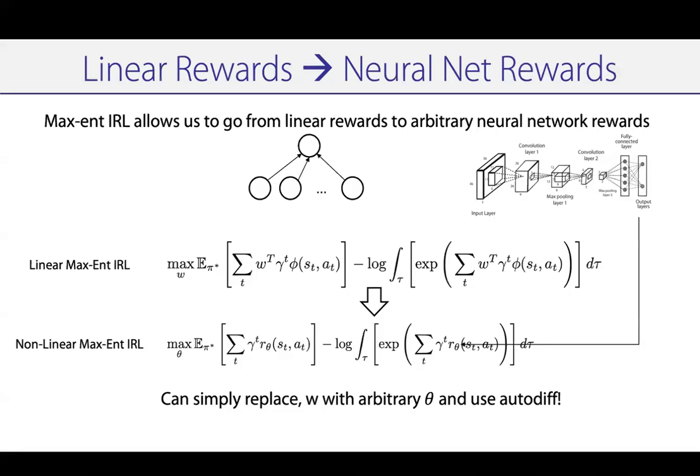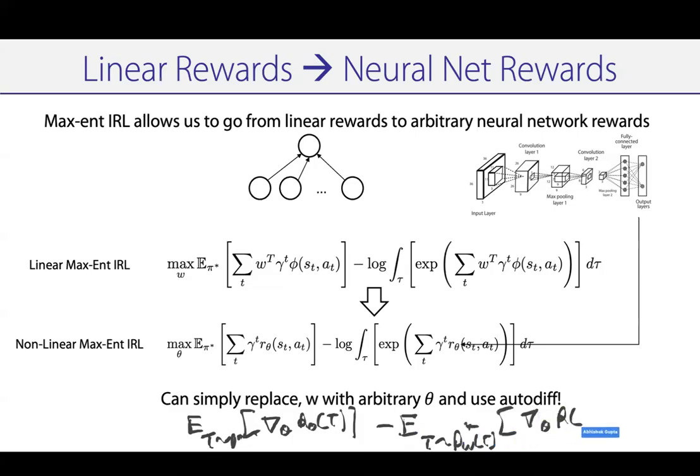You're going to have the expectation over trajectories drawn from the expert of the gradient of R theta, going up, so you increase the reward on the expert. And you take trajectories drawn from the soft optimal policy and decrease the reward on those trajectories. You just compute these gradients with autodiff in PyTorch, and you can apply exactly the same objective: it pushes up rewards on expert data and pushes down rewards on trajectories drawn from the soft optimal policy.